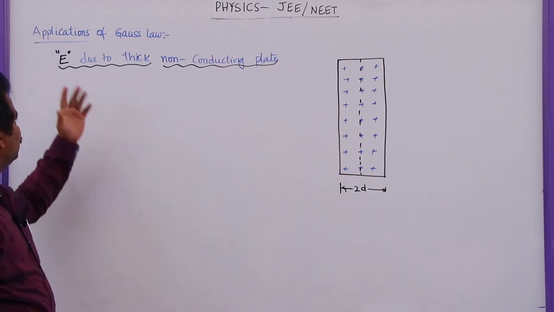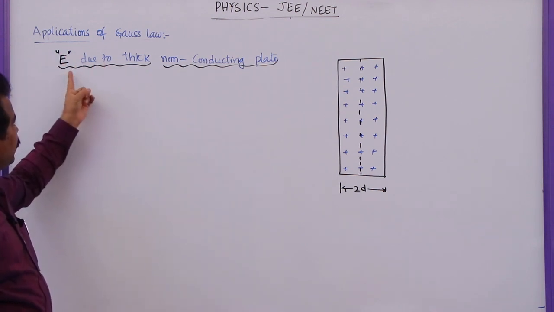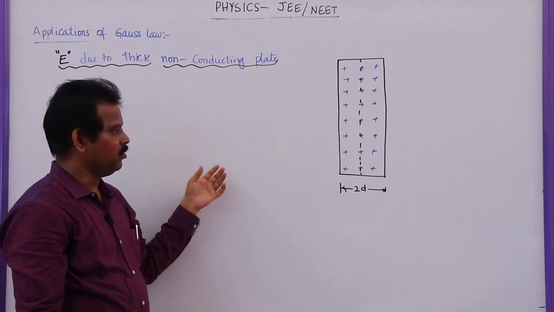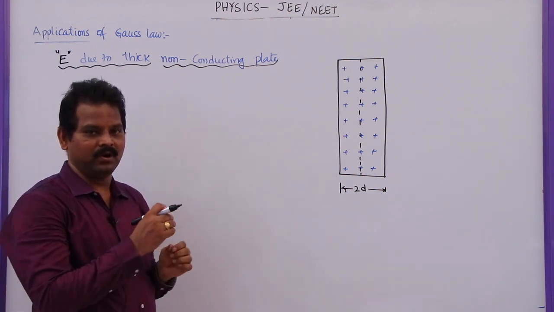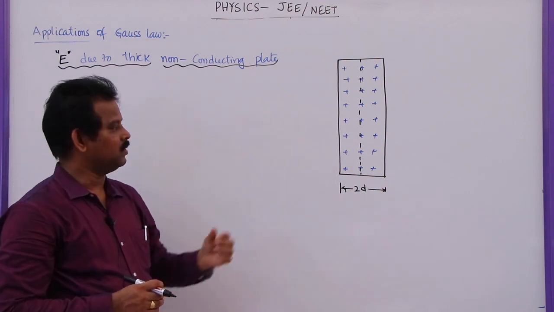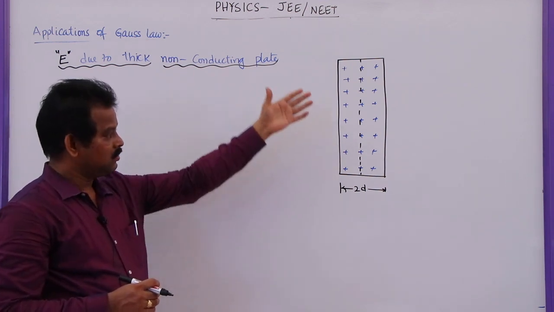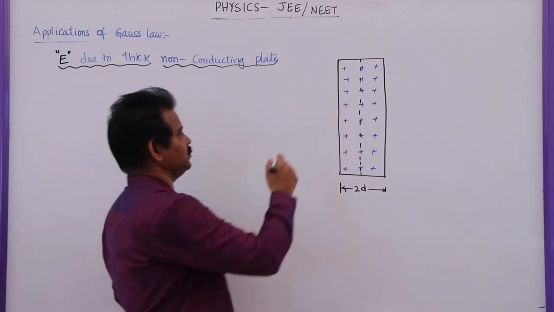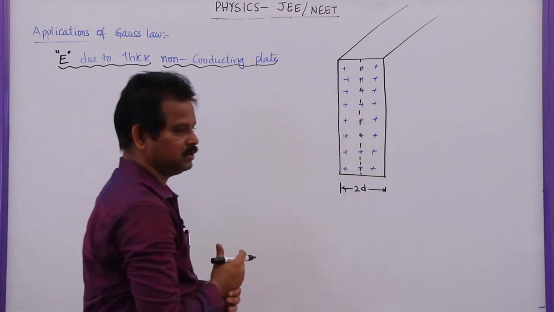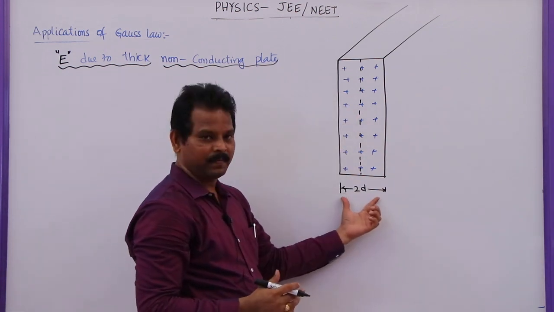Now, in the applications of Gauss law, the electric field due to a thick non-conducting plate. Just now we derived the electric field due to a thin non-conducting sheet, but this is not a sheet, this is a plate. This is the side view of this one. That means actually this plate is like this. This is the side view, whose thickness is 2D.